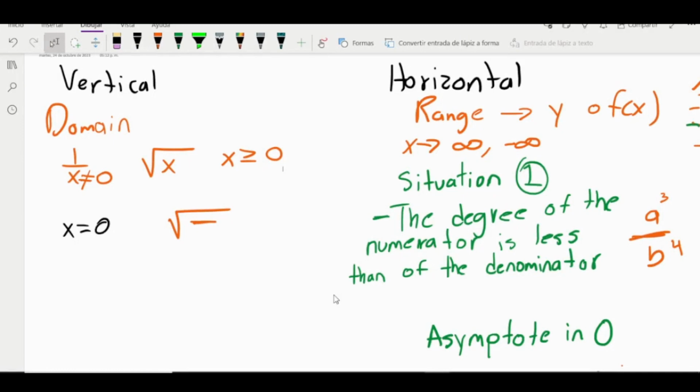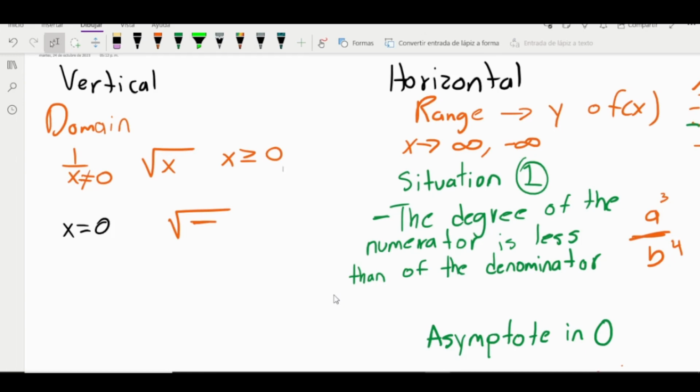Hello, good day. For today we're going to look at one situation about asymptotes. How can we identify the vertical and the horizontal asymptotes? When we talk about horizontal asymptotes, we need to focus more on fractions, when we have functions with fractions.